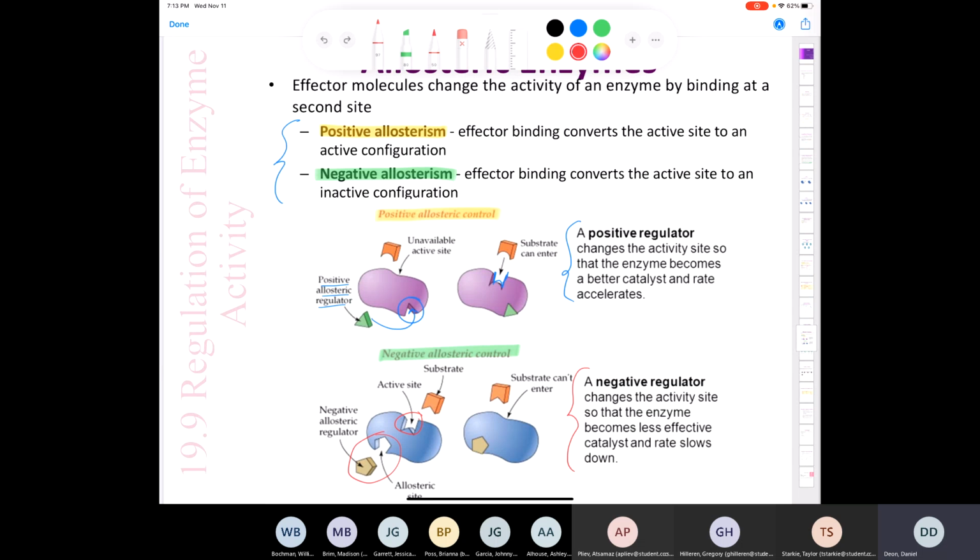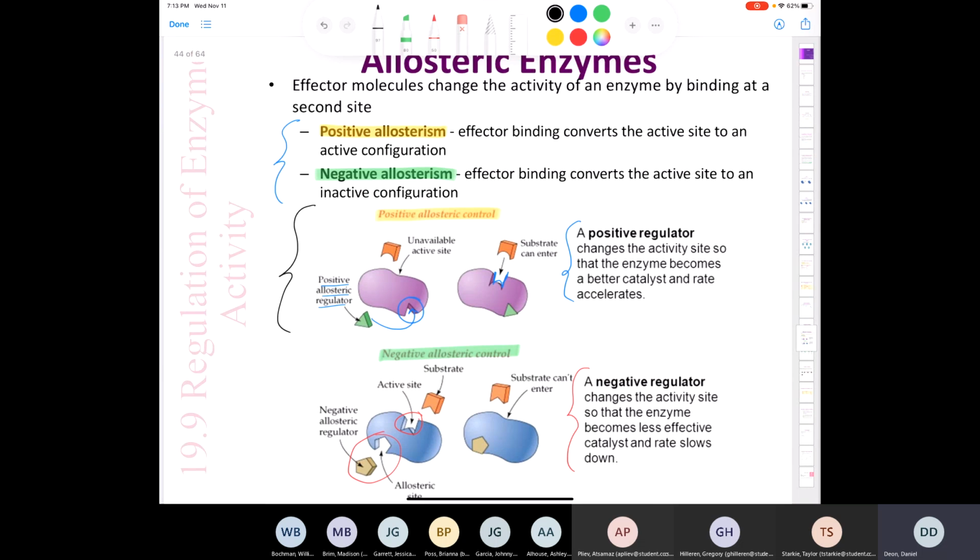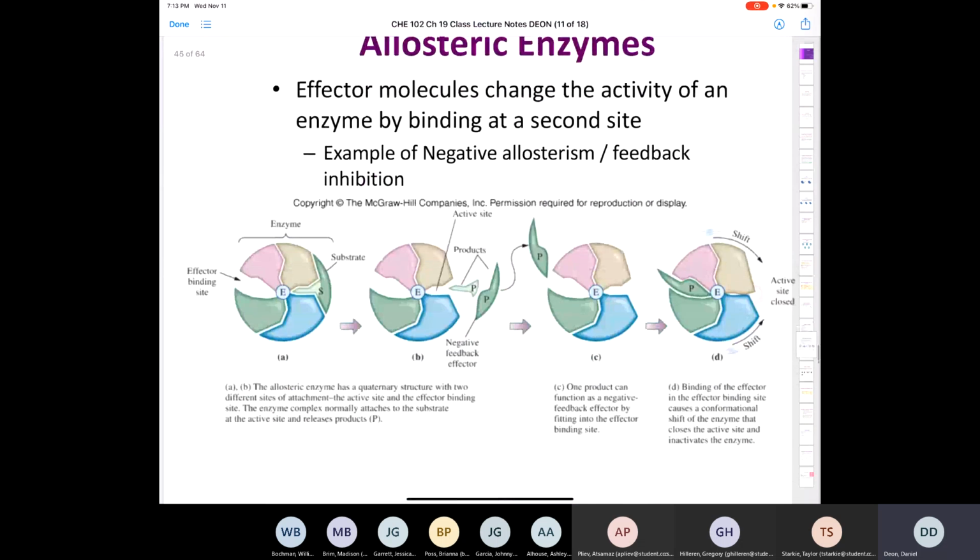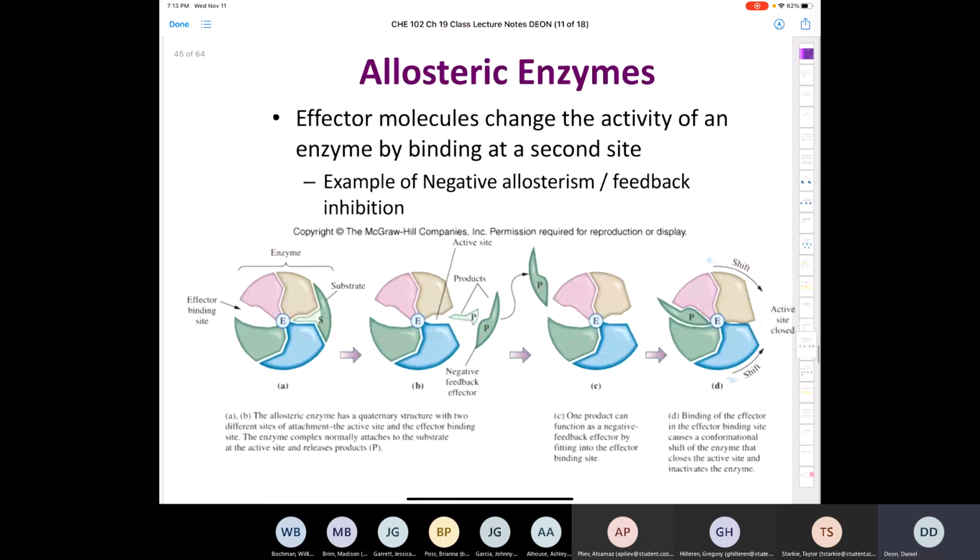Now, our book, for some reason, doesn't have any figure that shows positive allosteric control or positive allosterism. But it does have a figure that shows negative allosterism, and it's this figure right here. This one comes from our book. It's even more elaborate than the example that I just showed you. Effector molecules change the activity of an enzyme by binding at a second site. And then here, the example of negative allosterism or feedback inhibition. Let me show you what's going on here.